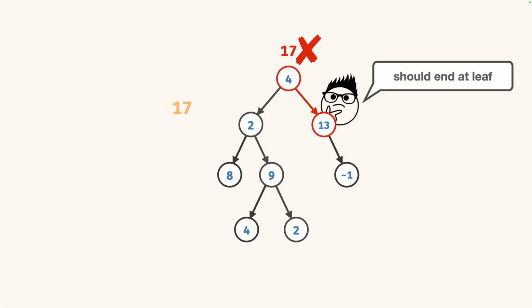Recall that a leaf is a node that has no further children. So in this example, there are 4 different leaves, right? We have the 8, the 4, the 2, and the -1.